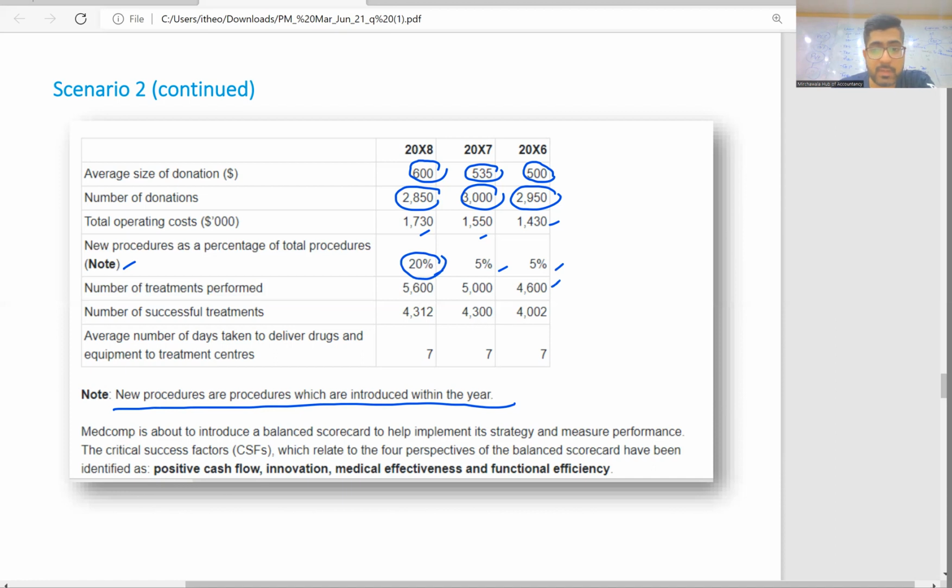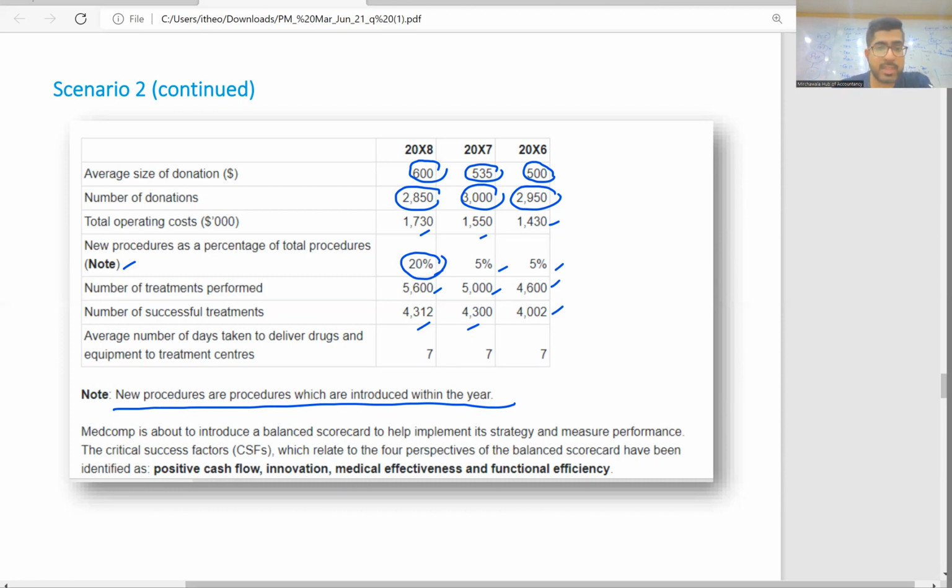Number of treatments, 4,600, 5,000, 5,600. Successful treatments, 4,002, 4,300, 4,312. This is the number of treatments and the successful treatments. Obviously, every treatment doesn't go successful. Every heart operation doesn't go successful. So this treatment also doesn't go successful. So you have the number of treatments and the successful ones. You can find the success rate.